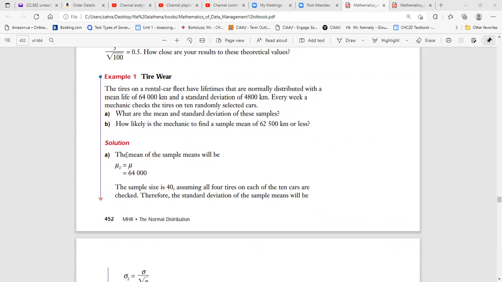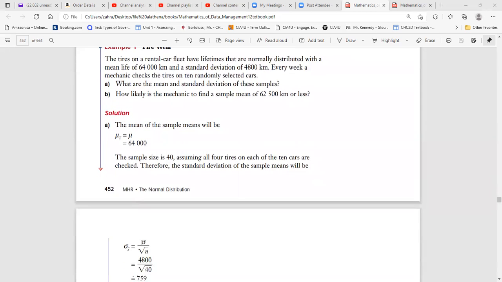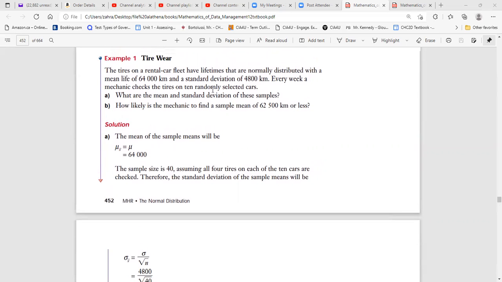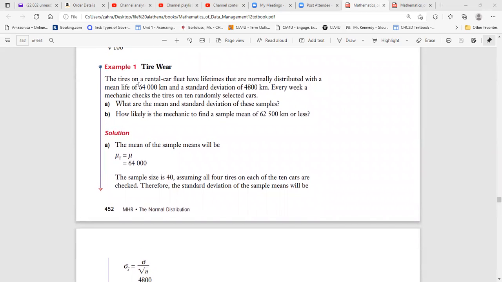This is the mean. The mean of your repeated sampling is equivalent to the mu of the population. Sigma is equal to sigma of the population divided by the square root of n. N is 10 here. Every week you're doing 10 randomly selected cars. What are the mean and standard deviation of these samples?